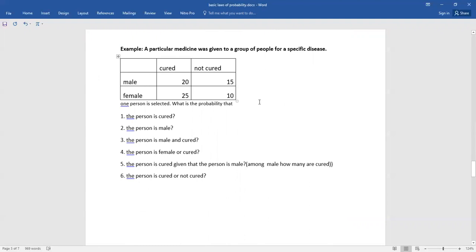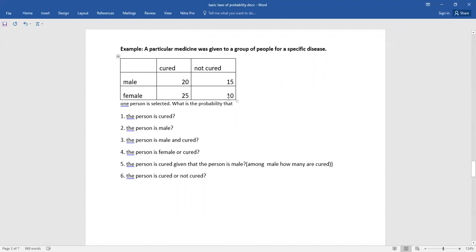So there is a math problem, and this is the contingency table. The cured and not cured for a particular medicine is given for a group of people. So somebody is cured, somebody is not cured. Also, the people are divided according to male and female. So one column for the cured people and one for the not cured people, and male and female rows. This type of table is called a contingency table. It is divided according to 2 criteria: one for cured or not cured, and one for male and female.